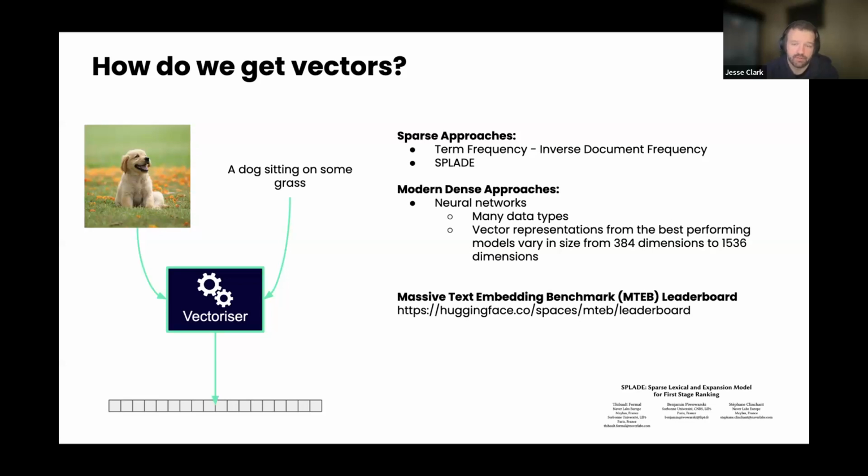The models are very flexible. You can turn almost anything into a vector. Here's an example of a multimodal one: an image can go in and you get a vector out, text can go in and you get a vector out. Then you can index that and put it into your pipeline like we just saw.